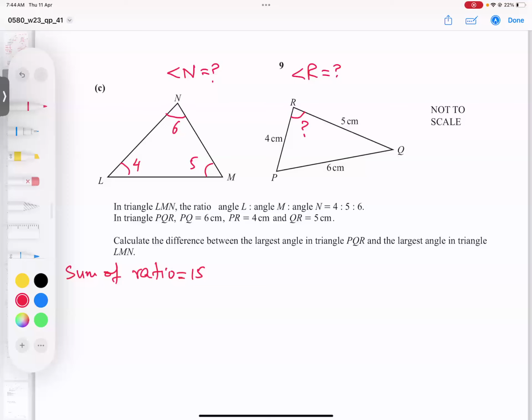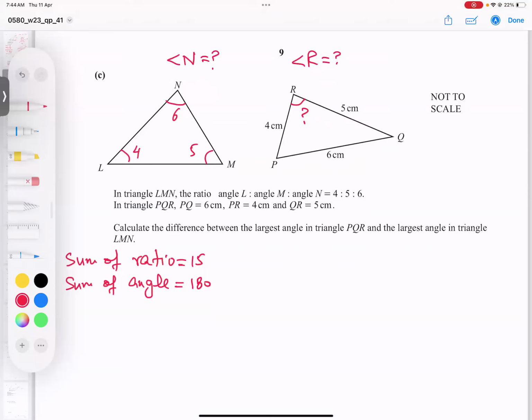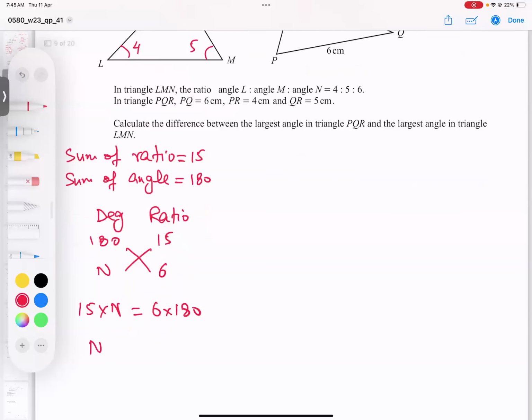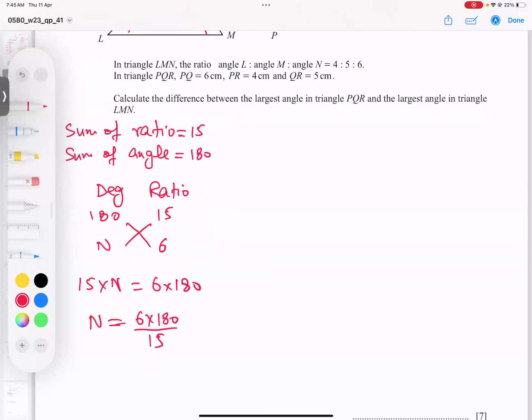All right, and you know the sum of the angles in a triangle is 180. I can do it by the ratio technique. I'm writing here degrees, angles, and here ratios. So degree is 180 and ratio is 15, total angle and total ratio in front of each other. And the 6 ratio I'm looking for, so 6 and here, question mark, for the largest angle. I can write it as angle N. So 15 times N is equal to 6 times 180. And this 15 will divide, simple ratio technique. If I divide it, I get 72 degrees. So angle N is 72 degrees.